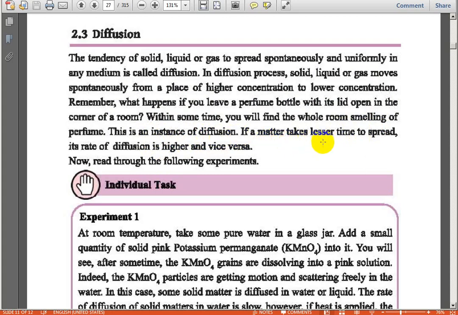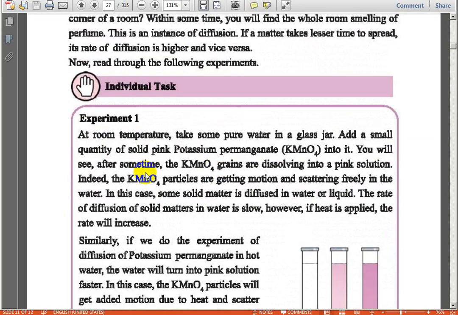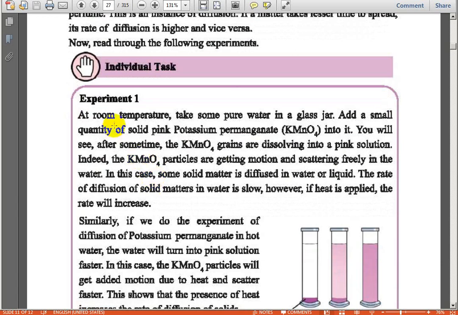If a matter takes less time to spread, its rate of diffusion is higher, and vice versa. If it takes more time, its diffusion rate is less, and if it takes less time, the rate of diffusion is more, and vice versa. Now read through the following experiment.